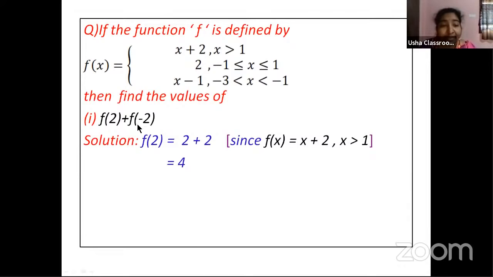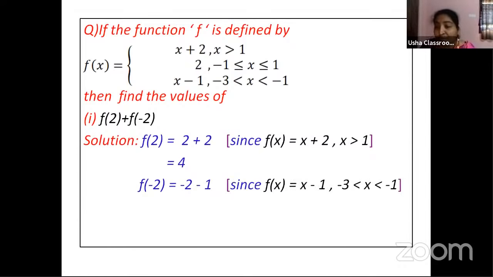Now, suppose you're taking f of minus 2. Minus 2 is falling in this interval, isn't it? So f of x should be x minus 1 when you are taking this value, that is f of minus 2. So f of minus 2 is equal to minus 2 minus 1, since f of x is equal to x minus 1 when your x value lies between -3 and -1. Now look at this, children. Instead of x, you are substituting -2. So -2 minus 1 gives you -3.